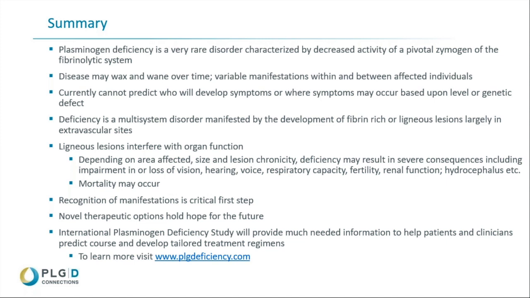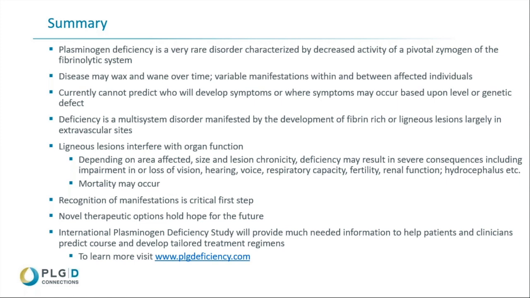Plasminogen deficiency is a multi-system disorder manifested by the development of fibrin-rich or ligneous lesions, largely in the extravascular sites. Ligneous lesions interfere with organ function, depending on the area affected, the size, the lesion chronicity. Deficiency may result in severe consequences, including impairment or loss of vision, hearing, voice, respiratory capacity, fertility, renal function, hydrocephalus, etc. Mortality may occur.